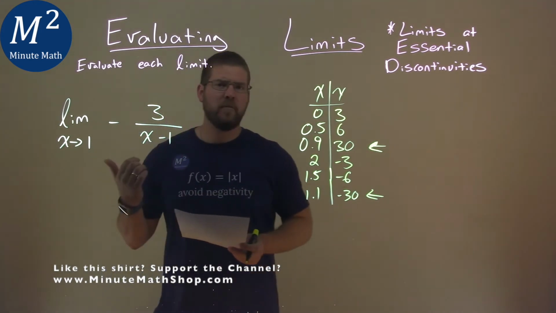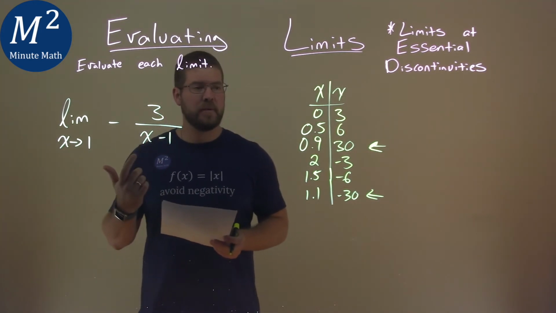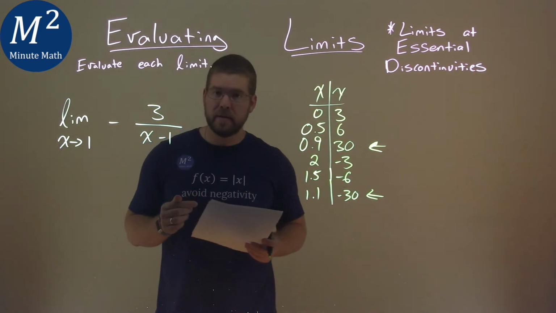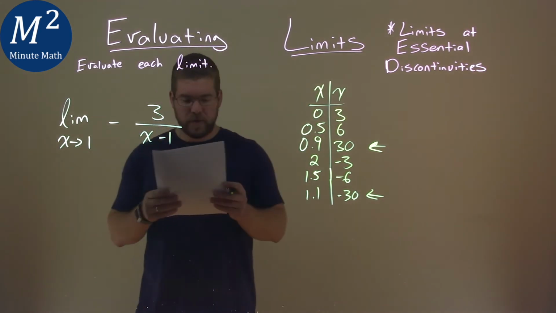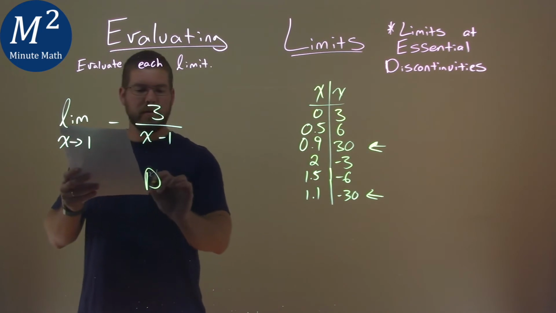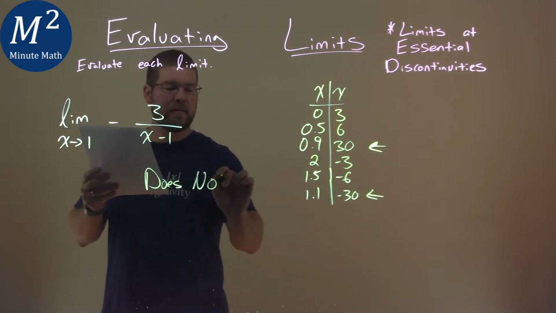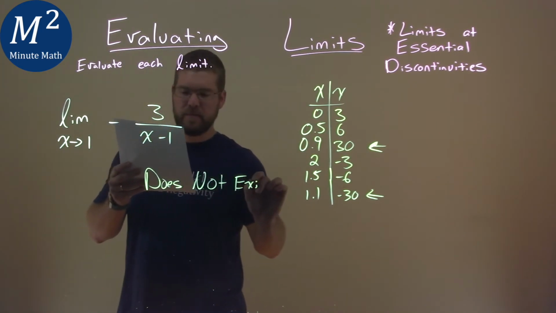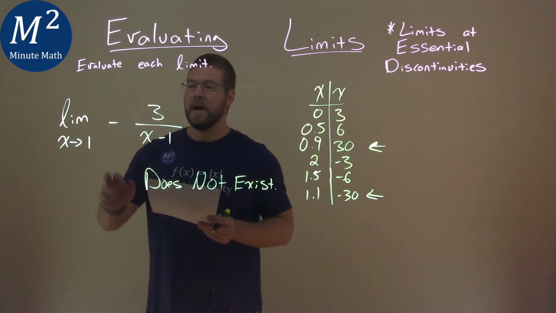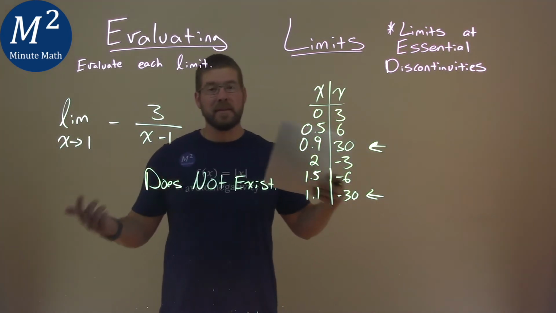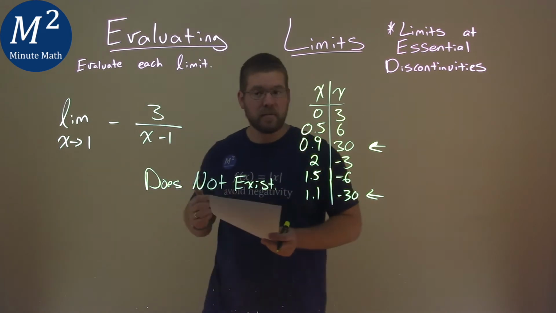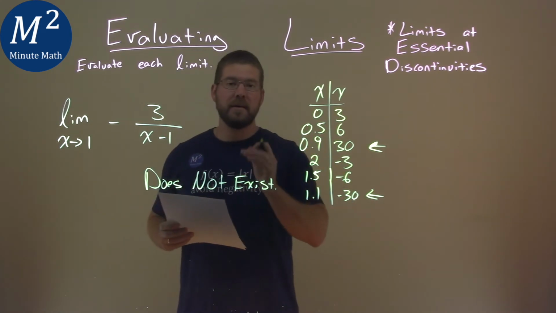It tells us that if we approach from the left, it's a different limit than approaching from the right. And so when that happens at a specific value, we would say that this limit does not exist, because at this point it has to be the same from the left and the right. So our final answer here is this limit does not exist.